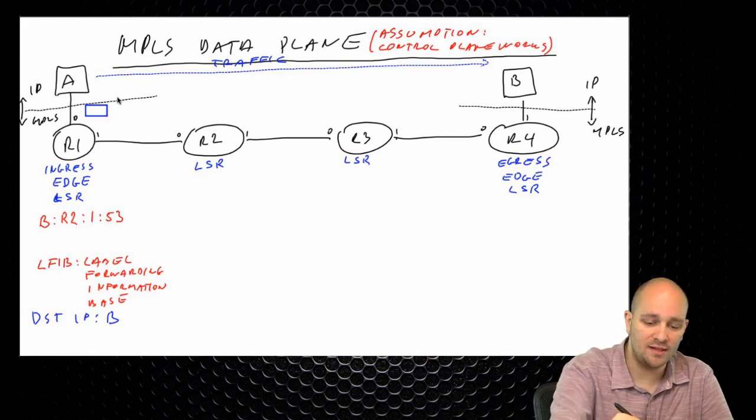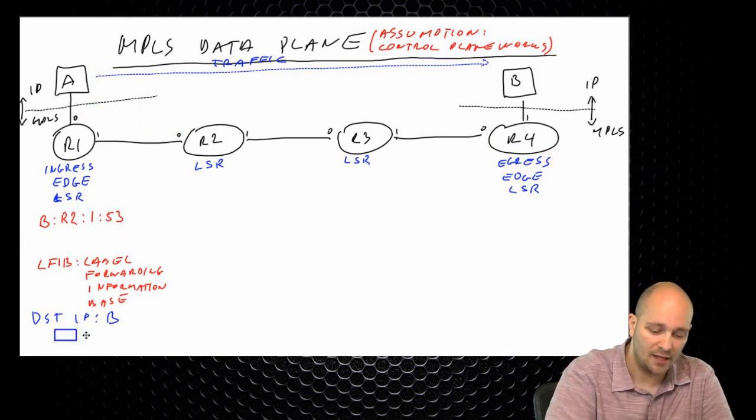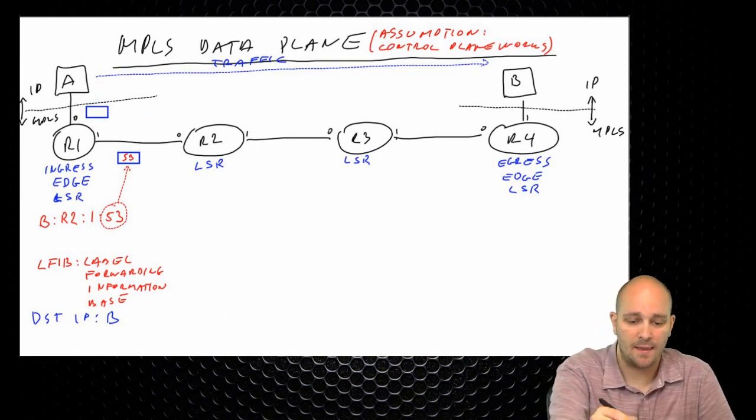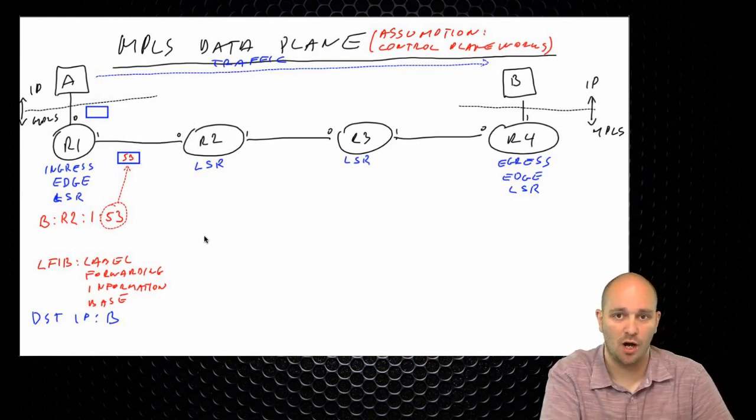Okay? So now, when this IP packet here arrives, we are performing an LFIB lookup and we say, oh, okay, destination IP address is B. That means that in the LFIB, we are looking for B and it says, okay, send it to R2 out of interface 1. That means it will be sent out of this interface and use label 53. So what we are going to have now is an IP packet that goes here and that gets installed a label from the LFIB, 53. So we get this label 53 installed on this packet. Now, this packet with the label arrives to R2.